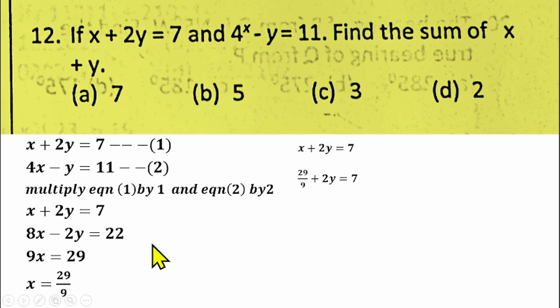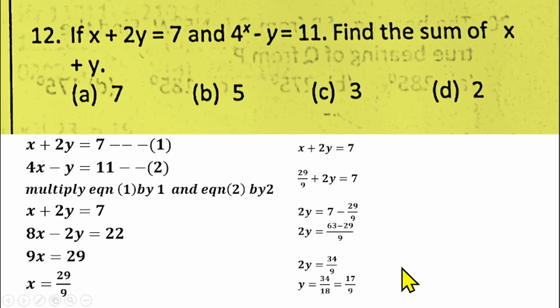If you put the value of x into equation 1, you have 29 over 9 plus 2y equals 7. Then you can collect like terms, you have 2y equals 7 minus 29 over 9. From there you can find the LCM, which is 9. 9 times 7 will give us 63 minus 29. Then if you simplify, that will give us 2y equals 34 over 9. Then if you divide both sides by 2, that should give us 34 over 18, which is the same thing as 17 over 9.